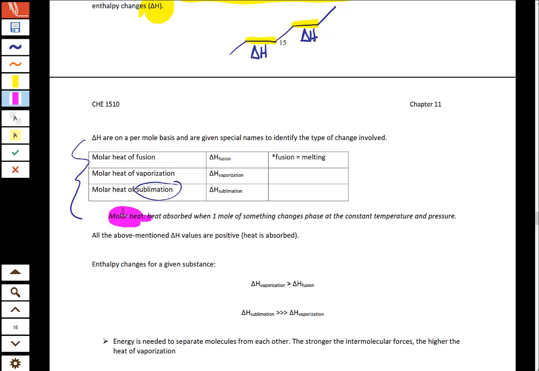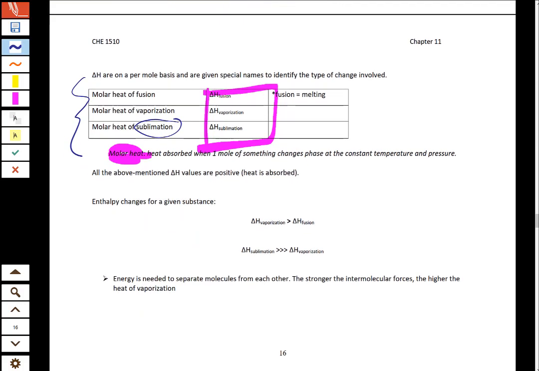Notice how I've defined molar heat down here as the heat absorbed when 1 mole of something changes phase. And so these delta H's are all going to be either per mole, or sometimes per gram. And what you're going to find is that turning something into a vapor takes a heck of a lot more energy than melting something. So your delta H of vaporization is going to be greater than your delta H of fusion. And then taking something from a solid directly into a gas, which is sublimation, is also going to take a boatload of energy in comparison to a delta H of vaporization.